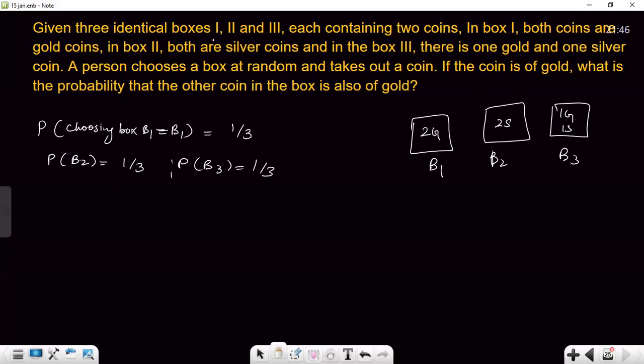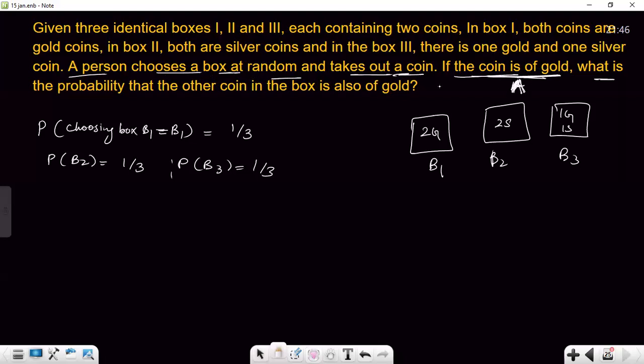Okay, this is all that is given to us. A person chooses a box at random and takes out a coin. First the person has to choose the box and then takes out a coin. So taking out a coin, if the coin turns out to be gold, let's call this event A, that has already happened.